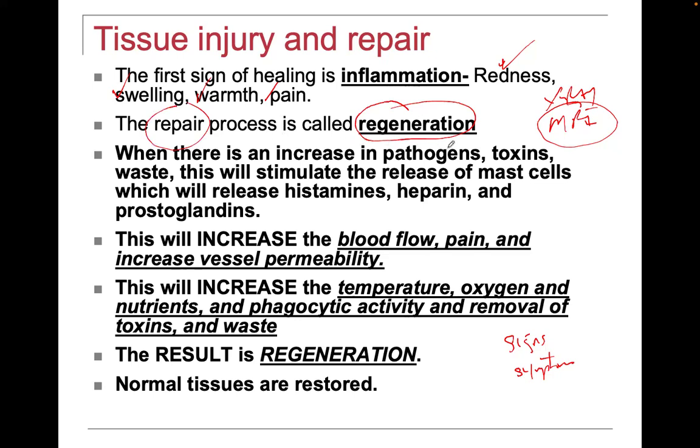All right. So when there's an increase in pathogens or an increase in toxins or an increase in waste products or damage to a sprained tendon or a sprained ligament, right? A sprained ankle, anything, it's going to stimulate the release of mast cells. And the mast cells are going to release histamine and heparin and prostaglandins. Prostaglandins are going to give you pain. Histamines are going to dilate the blood vessel, rushing and bringing in lots of blood to the area. And because heparin is the blood thinner, now blood can rush into that damaged area in a dilated blood vessel.